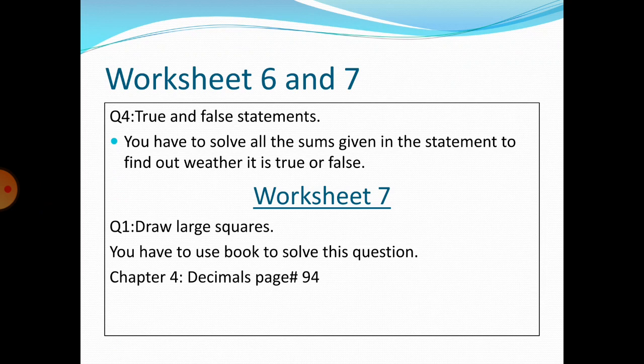Worksheet 6 and 7, question number 4, true and false statements. You have to solve all the sums given in the statements. Then you will be able to find whether the statement is true or false. Worksheet 7, question number 1, draw large squares. You have to use the book to solve this question. Chapter number 4, decimal, page number 94. There are some squares given on this page. Just simply draw these squares and solve the questions.